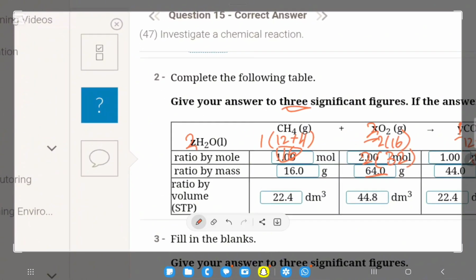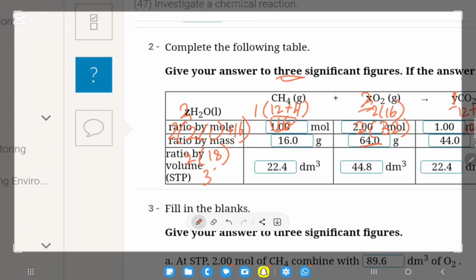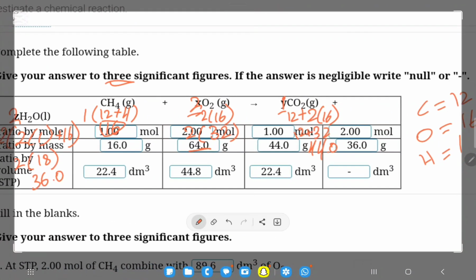With 2H2O, we have 2 atoms of H, each with a molar mass of 1, plus O is 16, you get 18, and times 2 is 36.0 for significant figures.